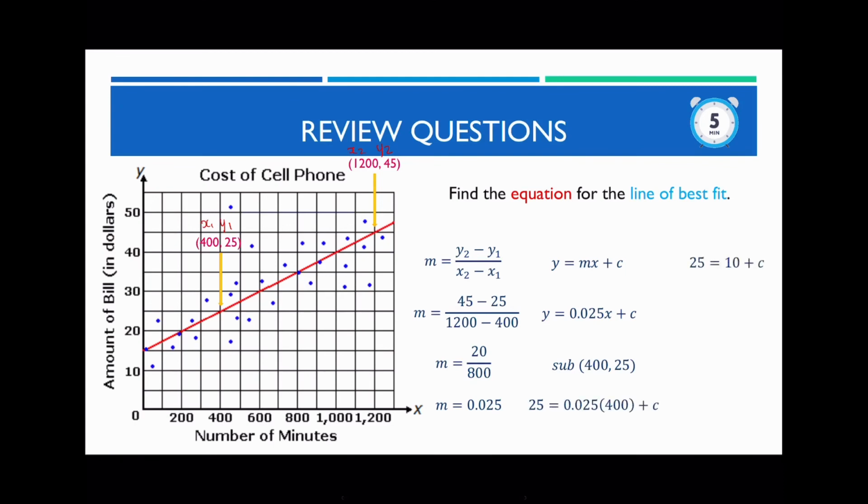Therefore, simplify this. So 0.025 multiplied by 400 gives you 10. To get rid of this 10 to solve for c, I'll subtract 10 from both sides, okay? And therefore, c is going to equal 15. And we can tell over here that this does appear to look like it's going to equal 15. Therefore, your final equation is this over here.